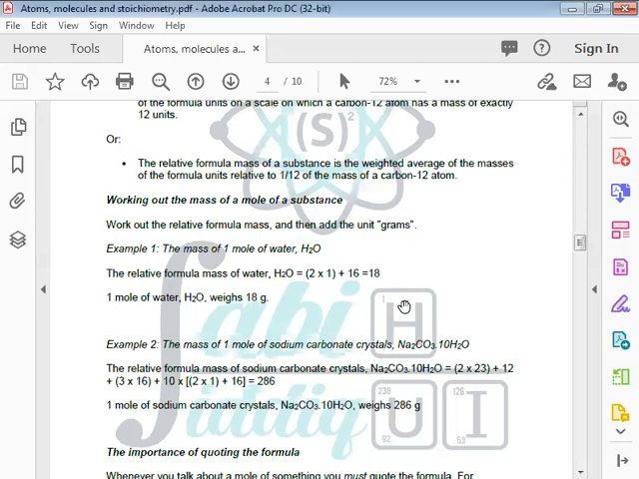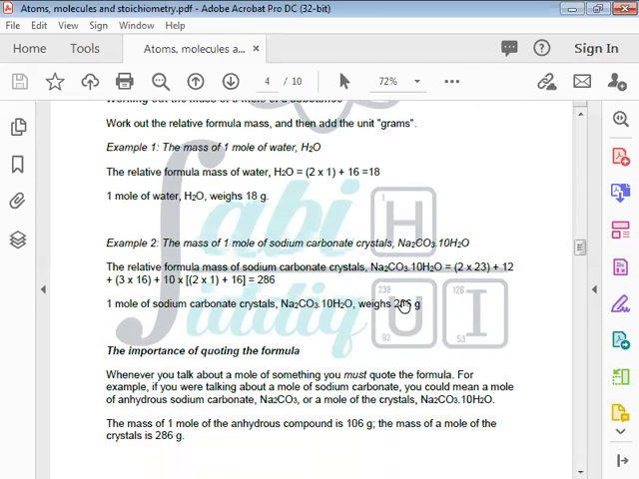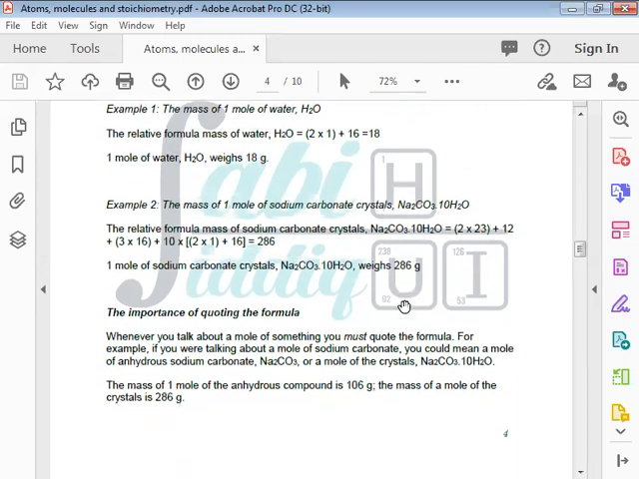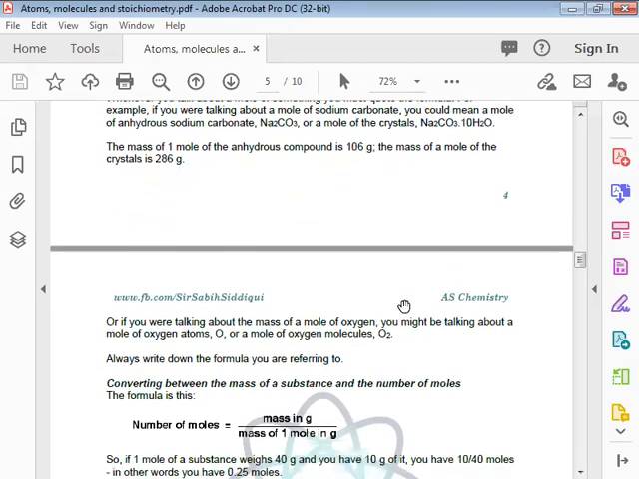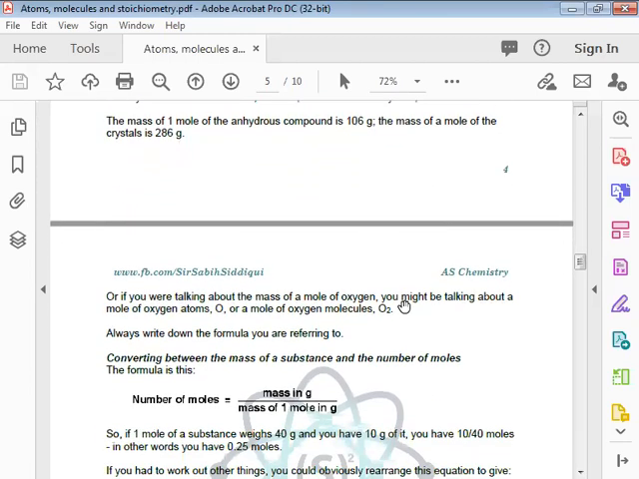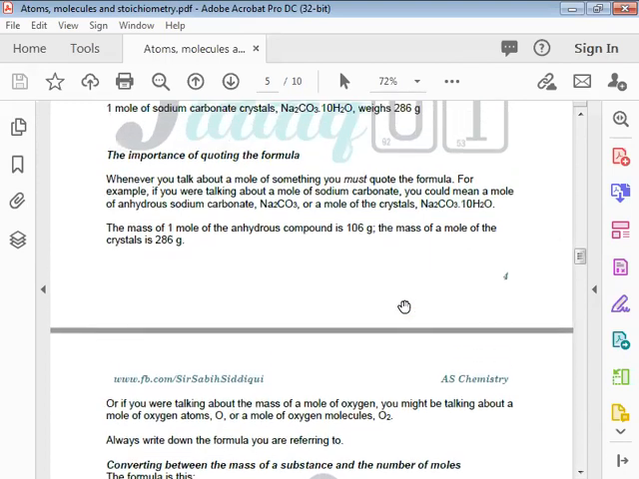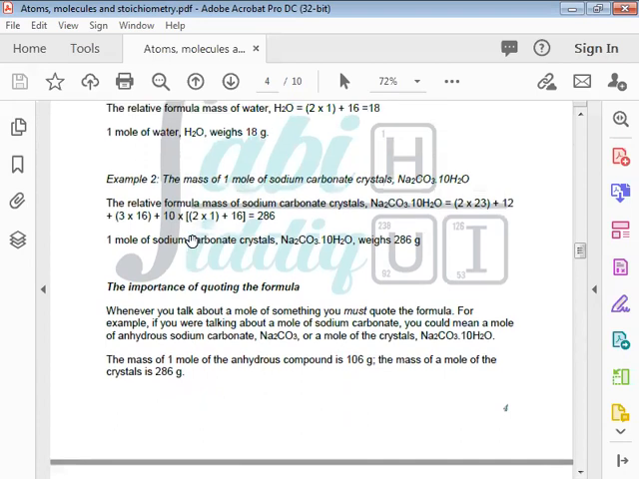Now we have figured out the mass of 1 mole of sodium carbonate crystal, which is 286 grams. Is this clear now? Okay, class. Now it's very easy. If I tell you that 1 mole of sodium carbonate is 286 grams, what if I take half of this, 143 grams? How many mole will that have?